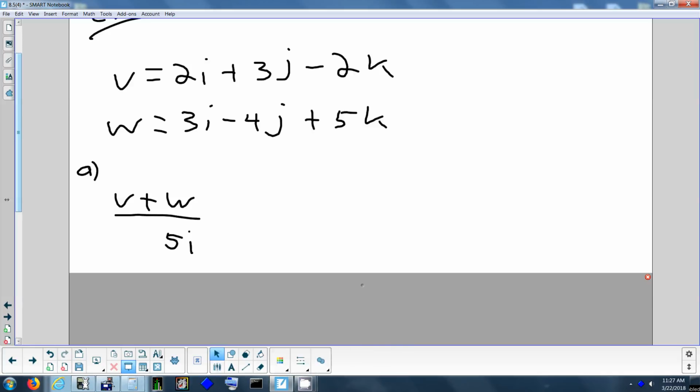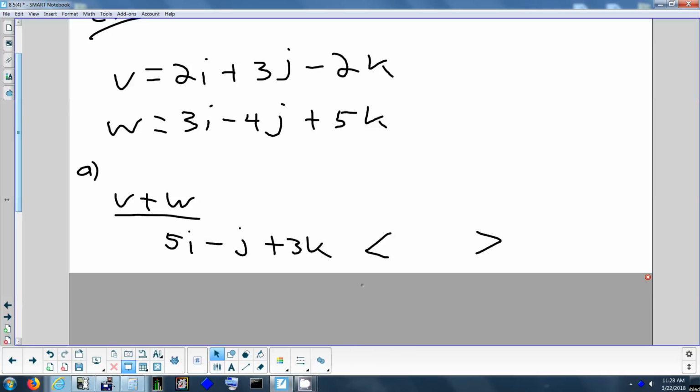Curtis, my j component? That'd be negative 1j. Yep, so you can put negative 1j, that's perfect, or you could just put negative j, same thing. All right. And Josh, what about my k? 3. 3k. Okay, so there's your answer as a unit vector. Let's write it with the angle brackets.